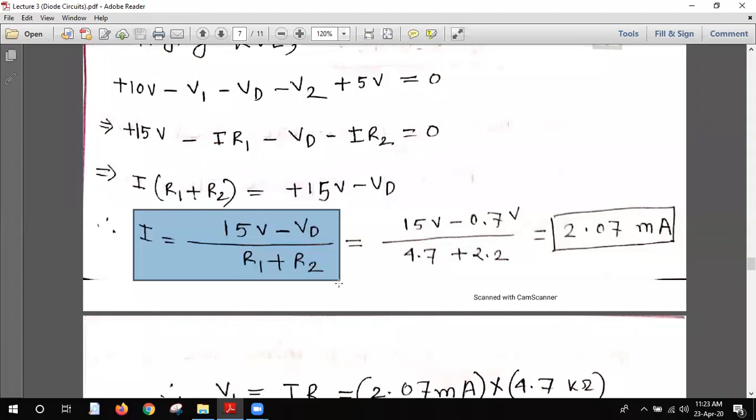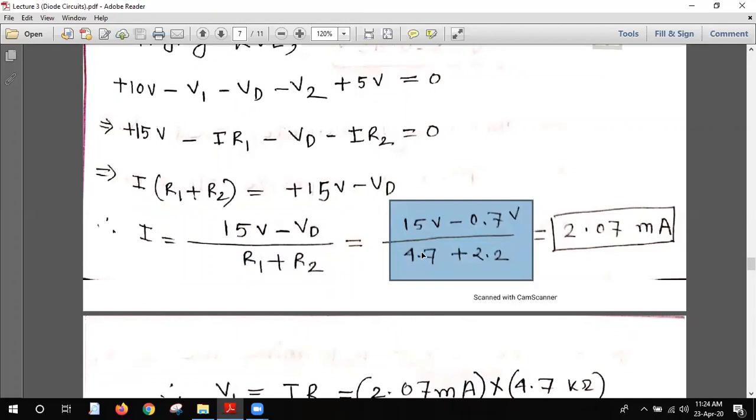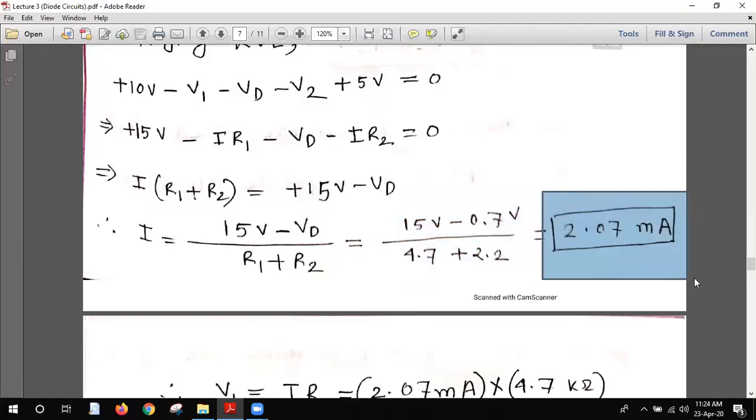Finally, we get the equation for I: (15 minus VD) divided by (R1 plus R2). VD is the diode voltage. As it is silicon, we know that it is 0.7 volt. So finally, we replace 15 minus 0.7 volt, and 4.7 and 2.2 are the resistance values given in the circuit. When we divide, we get the current 2.07 milliampere. This is the current.